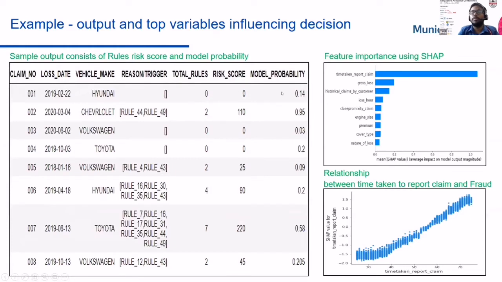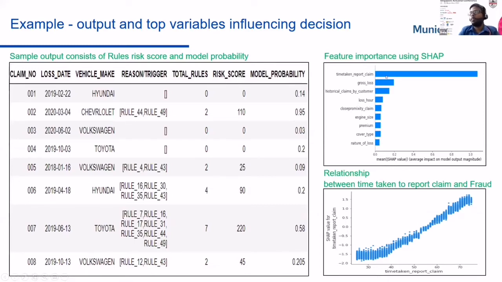So based on these two metrics, we discuss with the client team and decide on the threshold: how do we trigger the claim and what percentage of the claims has to be triggered. Then we come up with the final function based on these two, the risk score and the model probability, to pull out the claims for investigation. And we don't just stop there. We go one step further and try to understand what the important factors are that decide these probabilities and drive my decision, right?